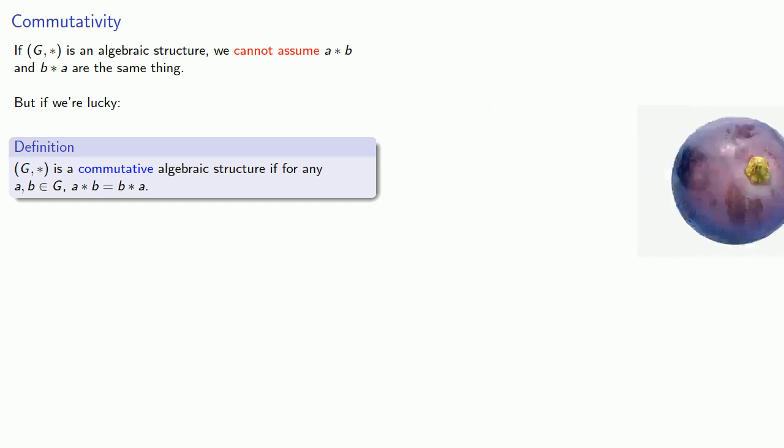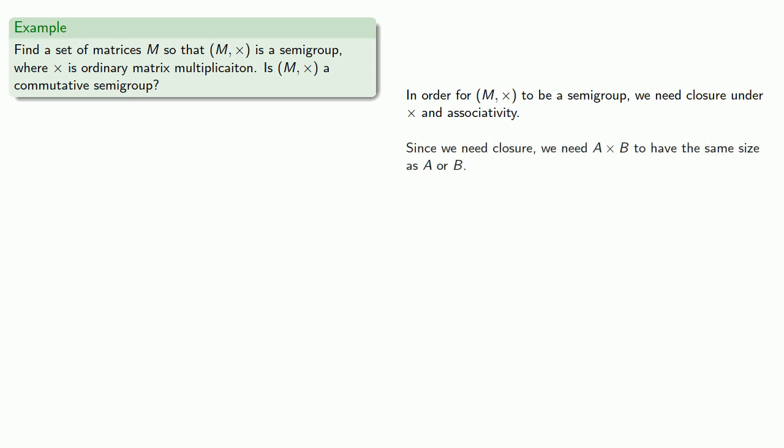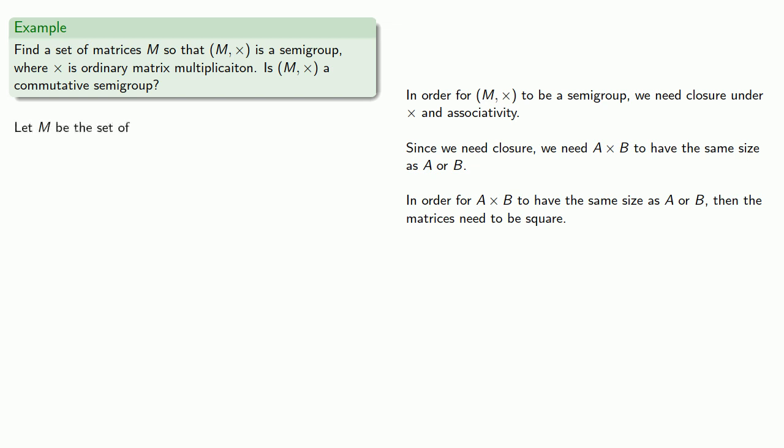Don't jump your cue. Go back. Well, let's try to find a set of matrices so that M times is a semigroup where times is ordinary matrix multiplication. And, since we're at it, is M times a commutative semigroup? So, in order for M times to be a semigroup, we need closure under times and associativity. Since we need closure, we need A times B to have the same size as A or B. And so in order for that to happen, the matrices need to be square. And so let M be the set of, oh, I don't know, we get to find any set that we want. How about 17 by 17 matrices?